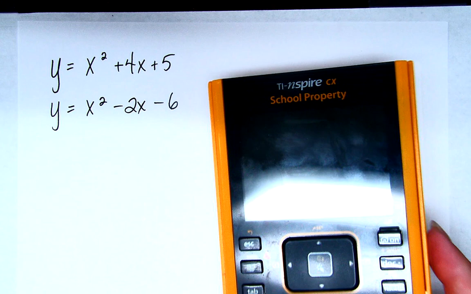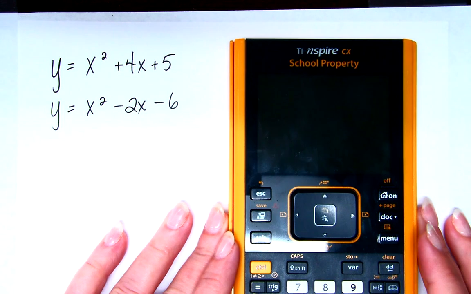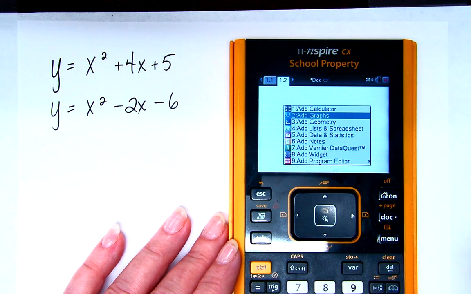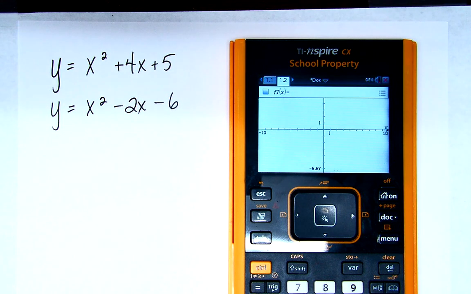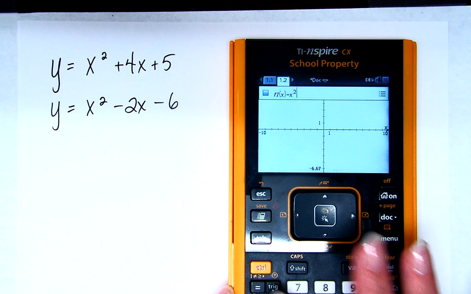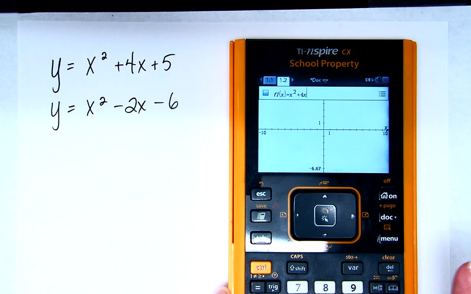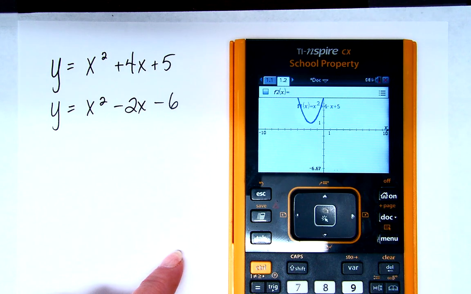Oh, calculator, okay. So I'm going to turn it on, and I'm going to add a new page that is a calculator, a graph page. So first of all, I need x squared plus 4x plus 5. And then I need to hit tab again to get my entry line to come back up. And I need x squared minus 2x minus 6.